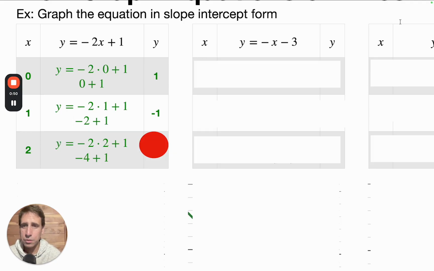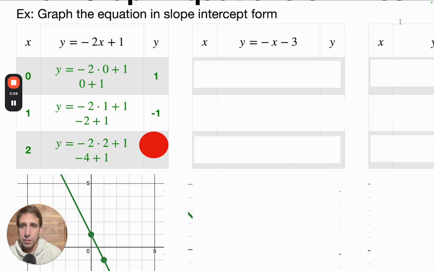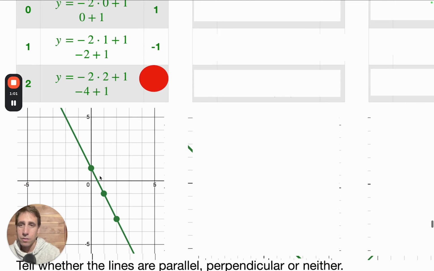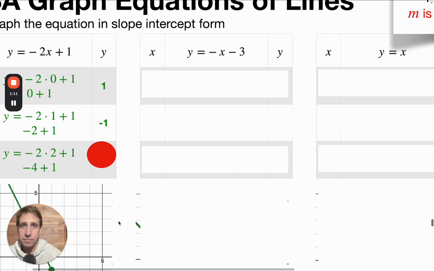And then I'm going to choose 2 also. And negative 2 times 2 plus 1 gives you negative 4 plus 1, and I'll let you figure out what that is. Anyway, you can plot those points. 0, comma 1, 1, comma negative 1, and 2 down here, whatever's under the red dot. And there's your line. We're going to equation, table, graph.